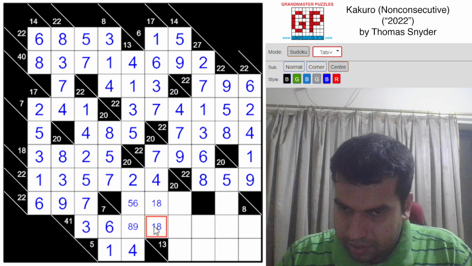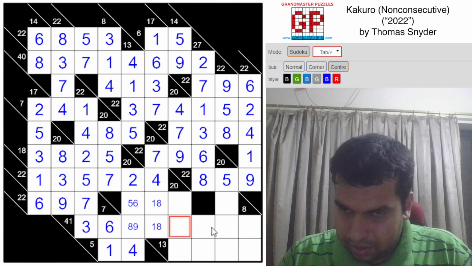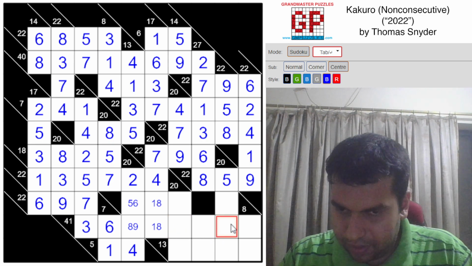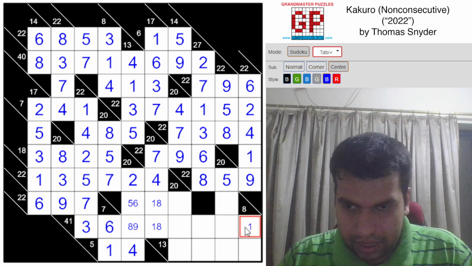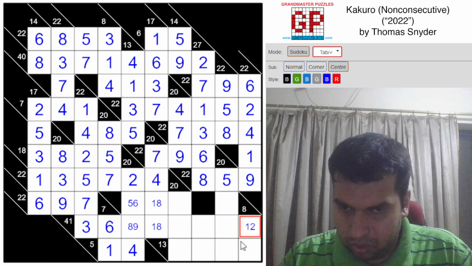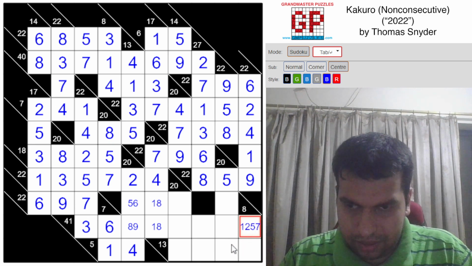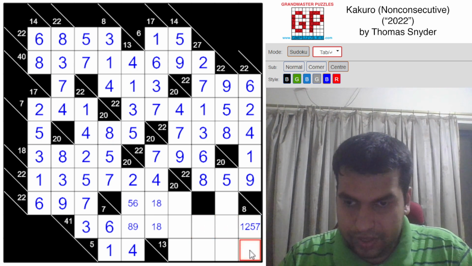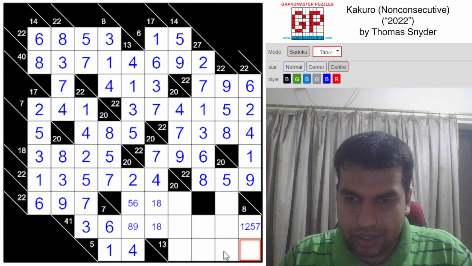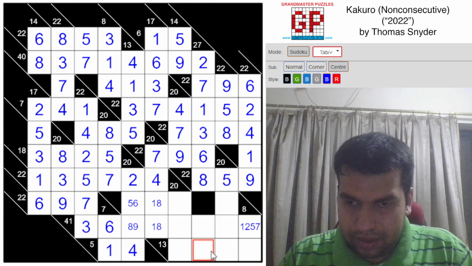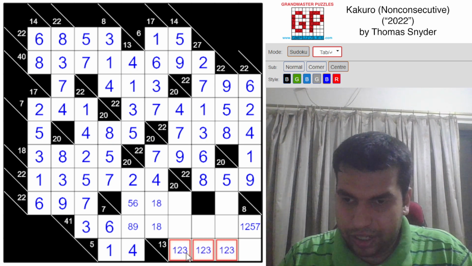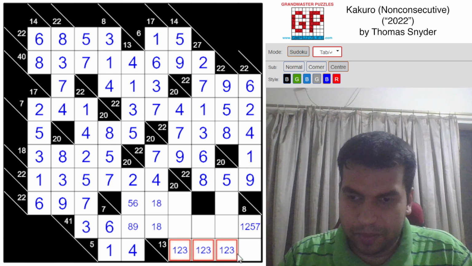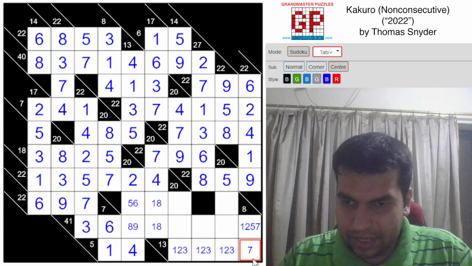So now let's look at this cell over here. This could be a 1 or a 2 or a 5 or 7. If it's a 1, then this is a 7, which is too high, so you would need 1, 2, 3 here. We already proved that can't happen, because the 2 would never separate from the 1 or the 3. So this could never be a 7.